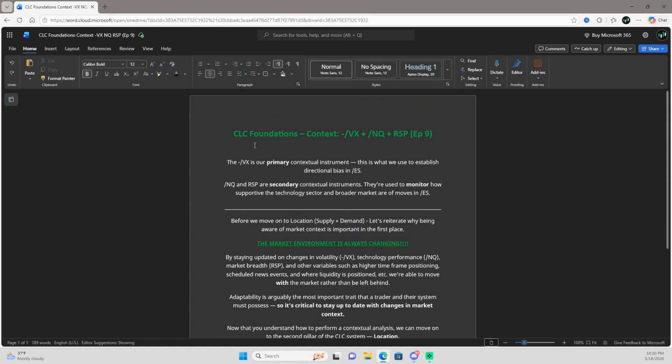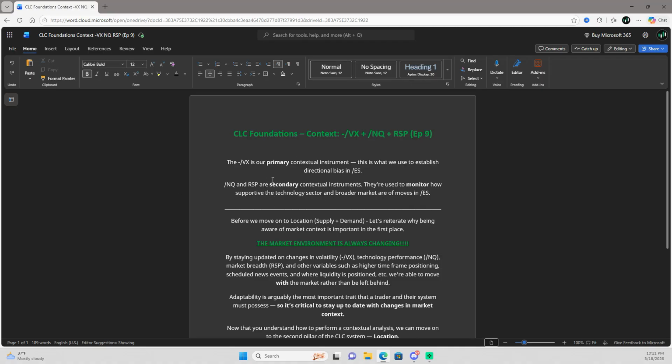So the inverse volatility index is our primary contextual instrument that we use. This is what we use to establish a directional bias within ES, and establishing that directional bias is always the first thing that we're looking to do. We want to understand if longs or shorts have a better edge in the market so that we can position ourselves with that flow. And so the VIX allows us to understand that, and that's why it's primary, and that's why it comes first before NQ and RSP.